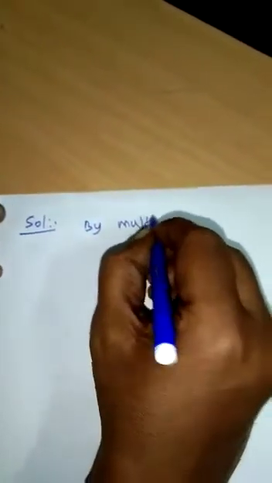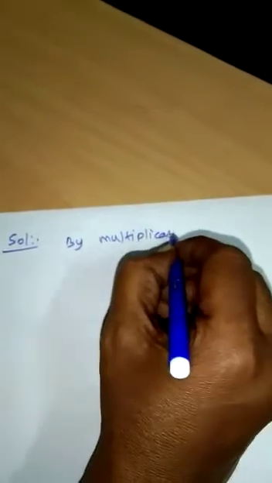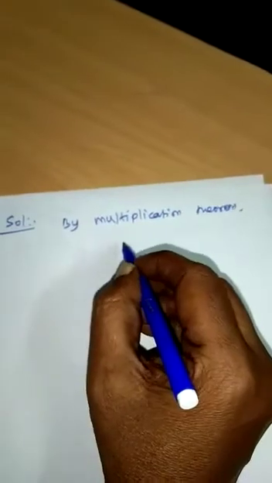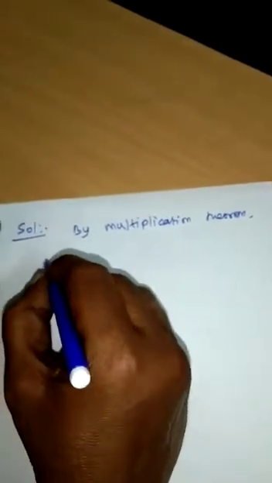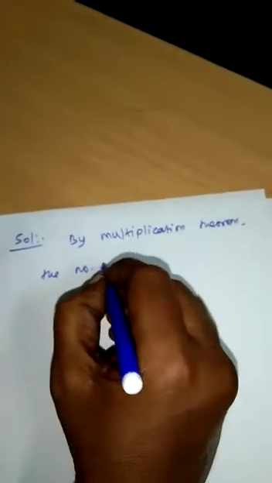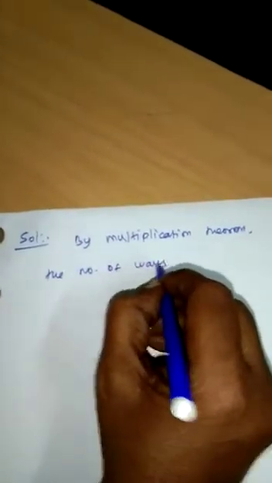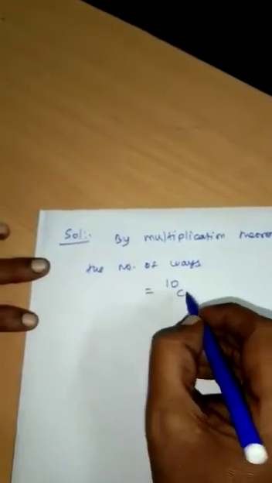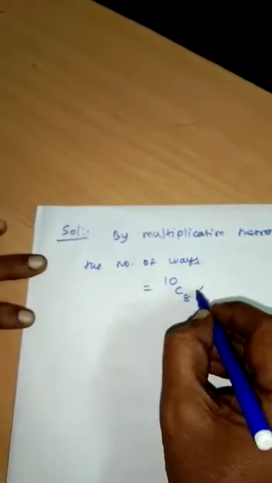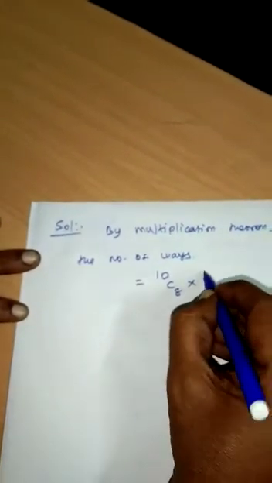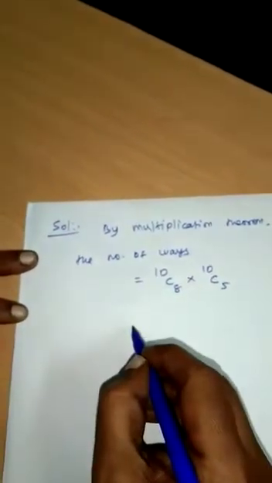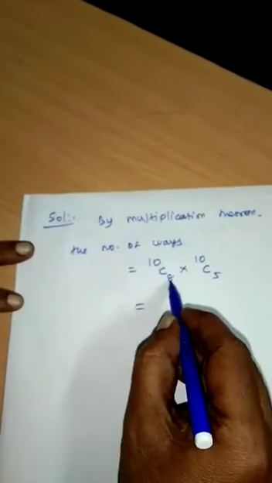By multiplication theorem, the number of ways is equal to 8 from 10. Part A, from 10, 8 must be chosen. And part B, out of 10, 5 must be chosen. Therefore, we can write it.